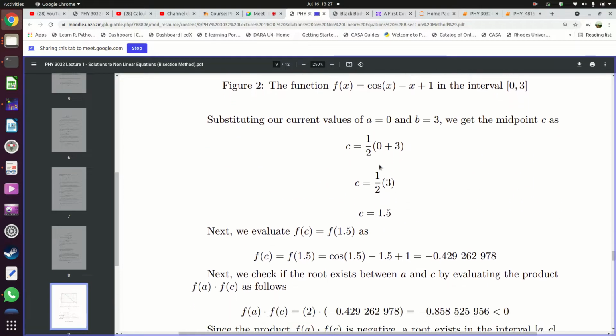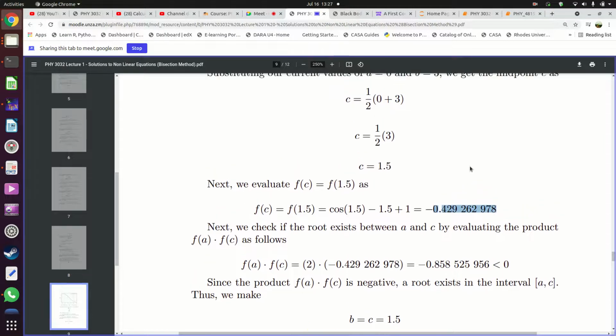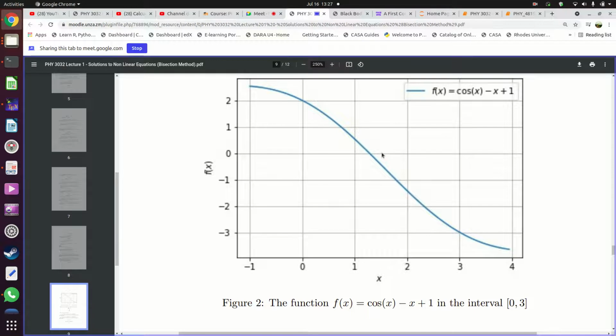Okay. So after working out the midpoint, C equals 1.5, the next thing we want to do is find out the value of our function f of x at C. So you will find out f of C, which is equal to f of 1.5. Now f of C, which is equal to f of 1.5, is going to be equal to cos 1.5 minus 1.5 plus 1, which is negative 0.429262978. So our function at the midpoint is negative. That's what it shows. As you can see, the midpoint is somewhere here. So at that particular point, our function is negative. Is it clear?